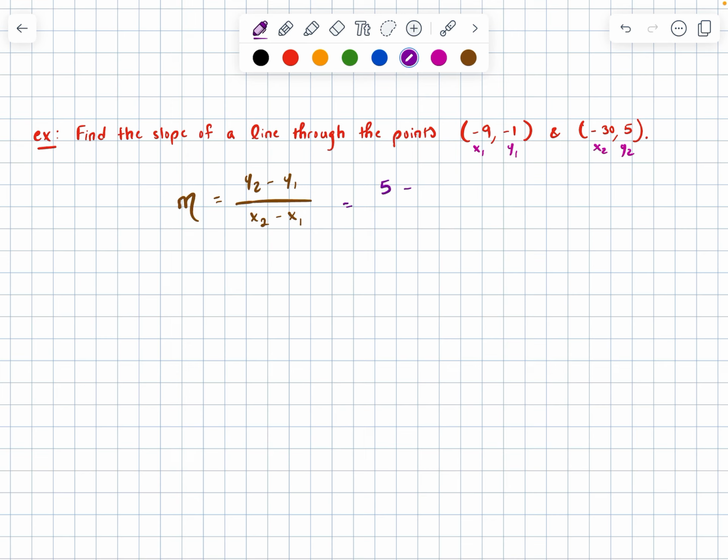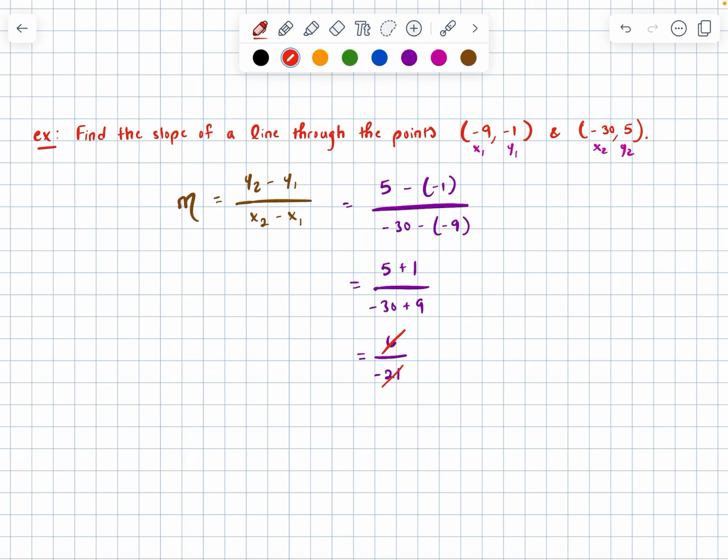So, slotting everything into my slope formula, y2 I've identified as 5, minus y1 I've identified as -1, divided by x2, which is -30, minus x1, which we've identified as -9. 5 minus -1 is the same as 5 plus 1. -30 minus -9 is the same as -30 plus 9. 5 plus 1 is equal to 6. -30 plus 9 is -21.